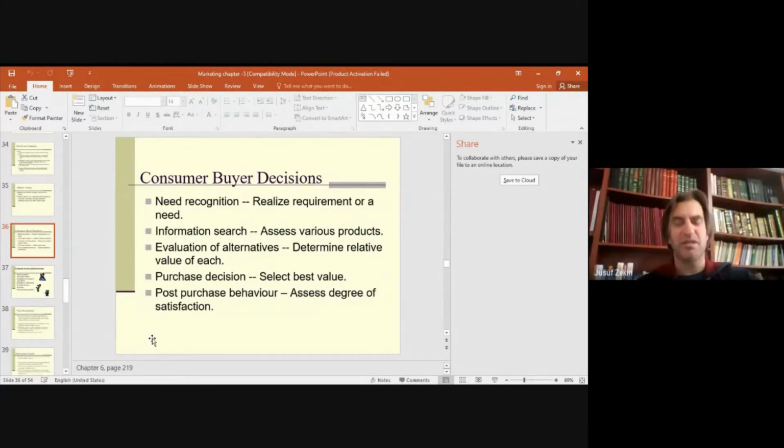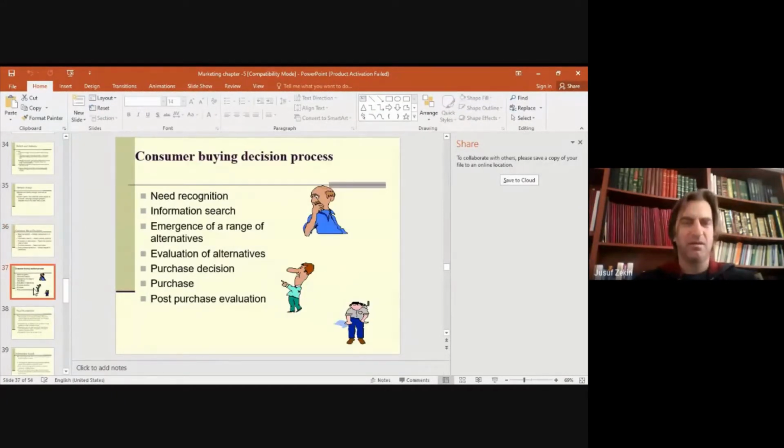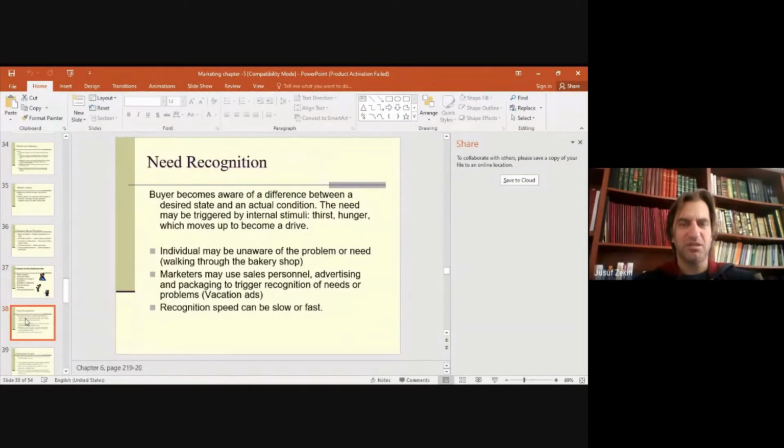You select the best value for you, and then we have the post-purchase behavior. Here we look, because we have expectations for certain products, for certain selections, and then we see whether the consumption matches our expectations. And the phases here you have in more detail, need recognition.